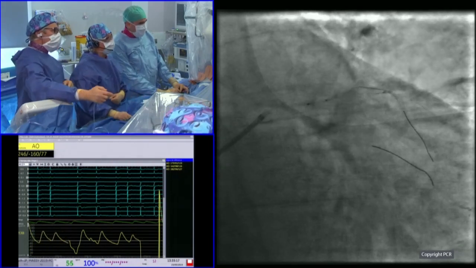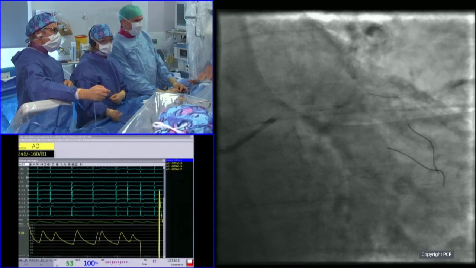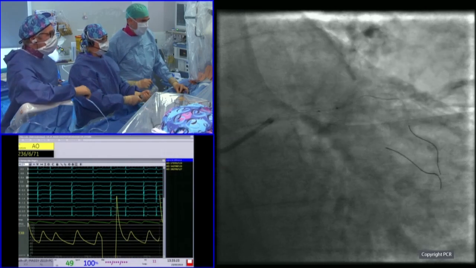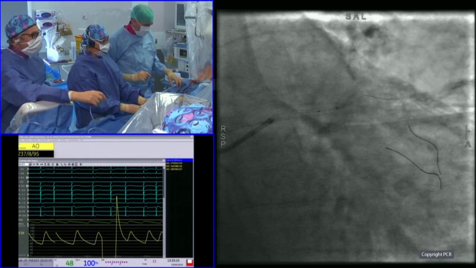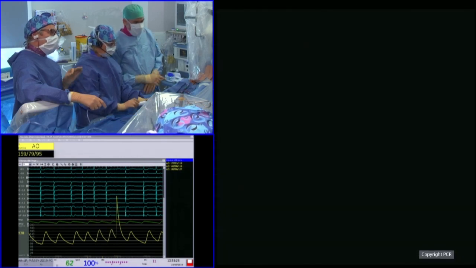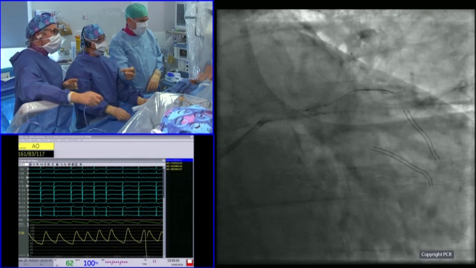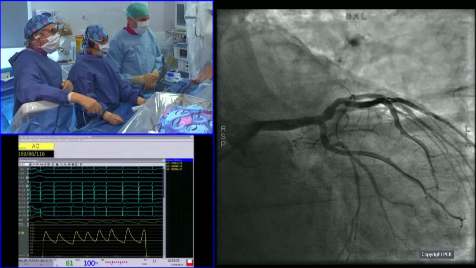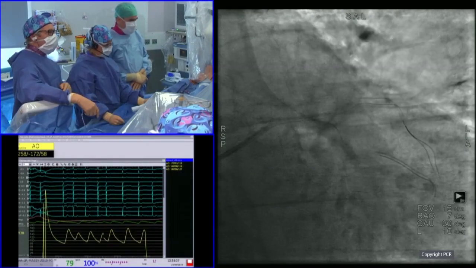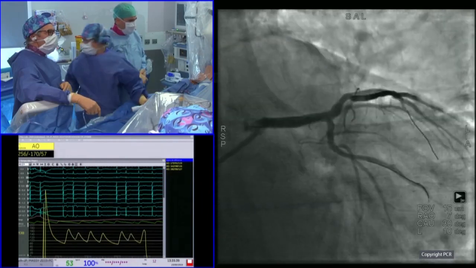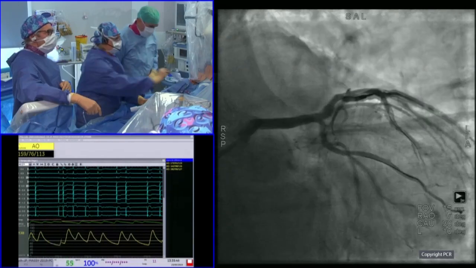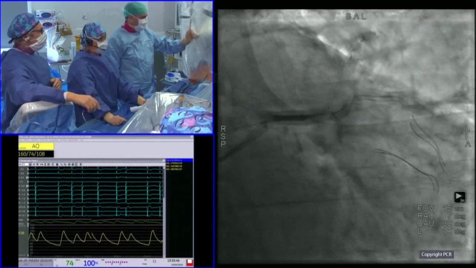Okay, test. I think it's okay here. What do you think? Maybe we can ask David, because Dave, you like very much to have a perfect position for the balloon. Is it okay for you? Yeah, probably, but I'd like to see the marker right at the end of the bifurcation. Sometimes I'll go LAO caudal to take another projection and see whether we're right at the carina.